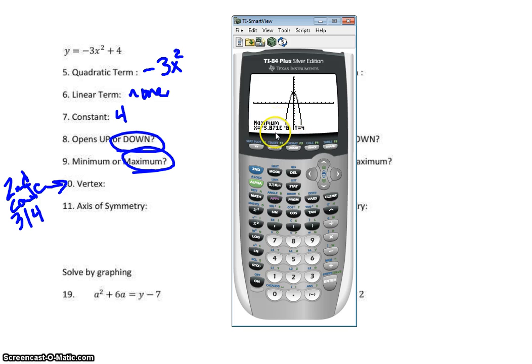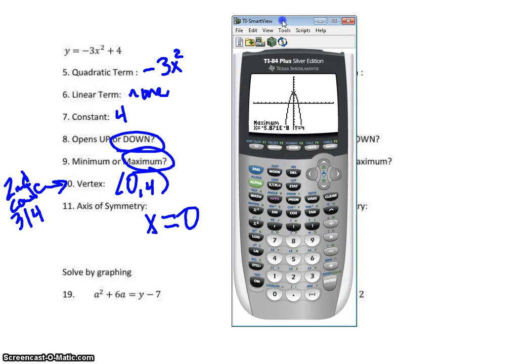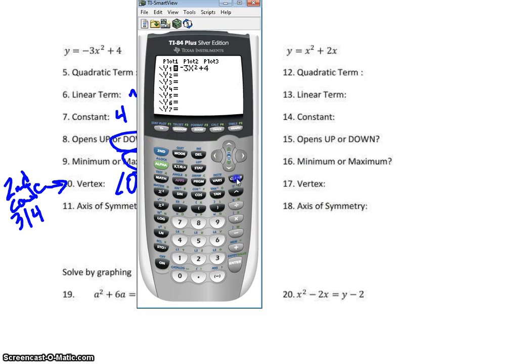Remember, if there is an E, that means this whole thing is 0. So the x value is 0, the y value is 4. You need to write this as a point. 0, 4 is your vertex. Your axis of symmetry will always start out with x is equal to, and you use the x value from the vertex. So x is equal to 0. Looking at the next problem, we're going to go back to y equal, clear it out, and we're going to put x squared plus 2x.